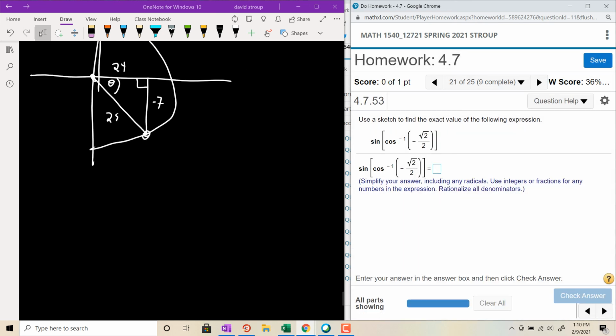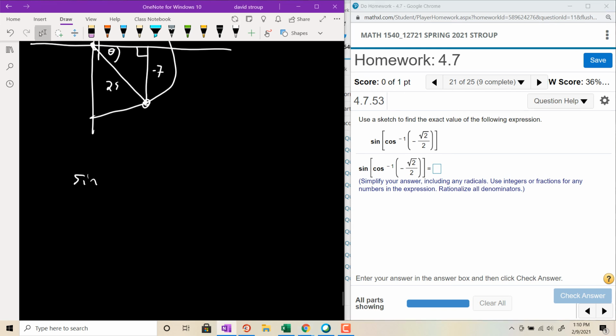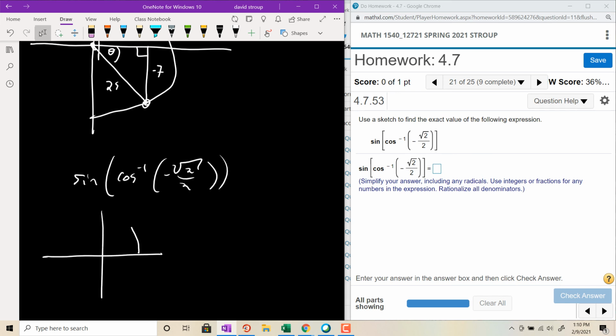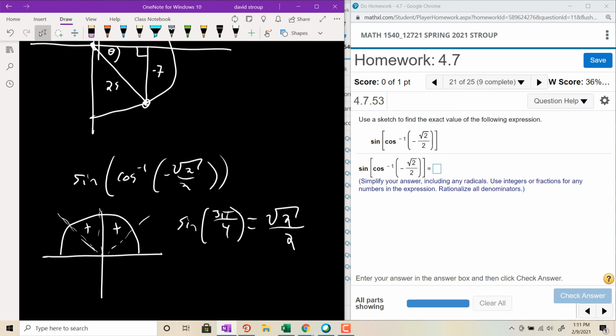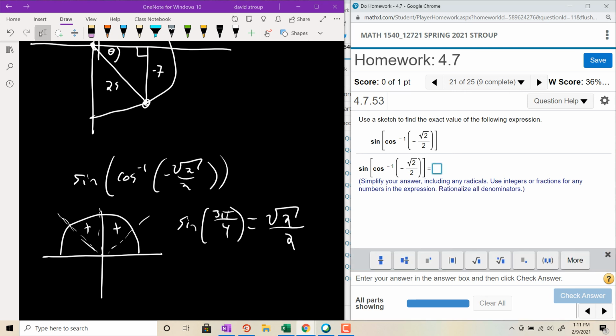It seems to be working. Okay, sine of cosine inverse of -√2/2. So cosine inverse of -√2/2. You're thinking in the unit circle. It's got to be in the second quadrant, and it'll be some version of pi over 4, right? So here's 1 pi over 4, 2 pi over 4, 3 pi over 4. So it's sine of 3 pi over 4, which will be √2/2, right? So pi over 4 is a reference angle, sine is positive, so √2/2. So that was different.